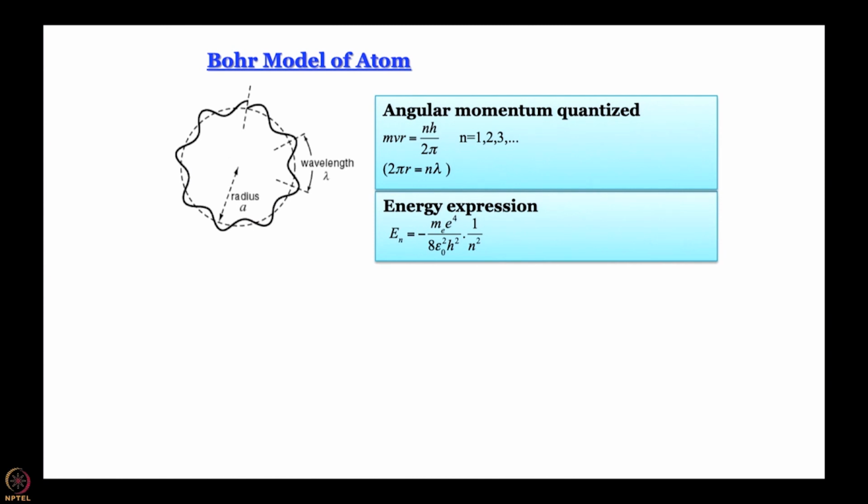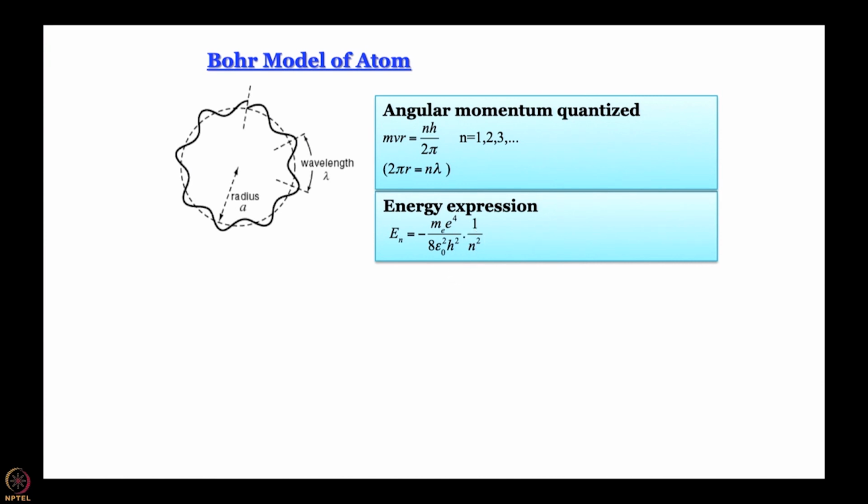The energy expression that we get is En. Now remember, only certain levels are allowed. So, you cannot talk about a continuous distribution of energies. So, En is equal to Me multiplied by e to the power 4 divided by 8 epsilon 0 square h square into 1 by n square.